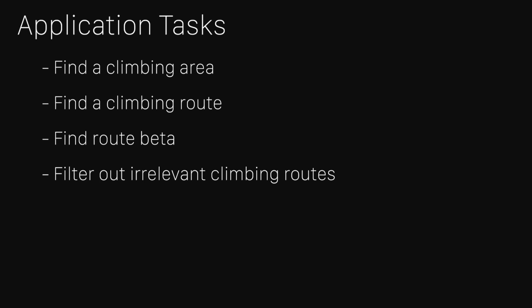So for the actual implementation of the project, I decided to focus on these 4 core things: just finding areas, finding routes, finding information about the routes, beta, and filtering out the irrelevant climbing routes. All of these tasks are just for the early stages of the digital guidebook.